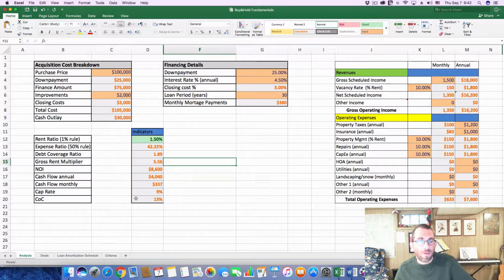What else have we got? Your cap rate is an indication of how risky the property is, but it's also an indication of how many years it's going to take in order to pull out your money. So if you take the NOI divided by your purchase price, you get the 9%.